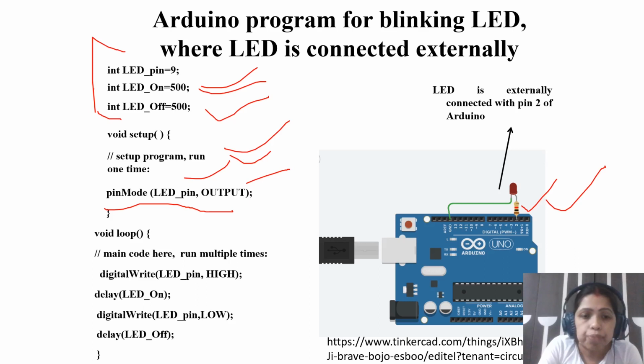Okay, output. Now under the void loop function, void loop is the main program. Now I have to send the code for turn on. I have to send logic 1. For turn off, I have to send logic 0. In between, we have to give the delay time, so that the LED will be turned on for some time, after that the LED will be turned off for some time, and again the LED will be turned on after some time.